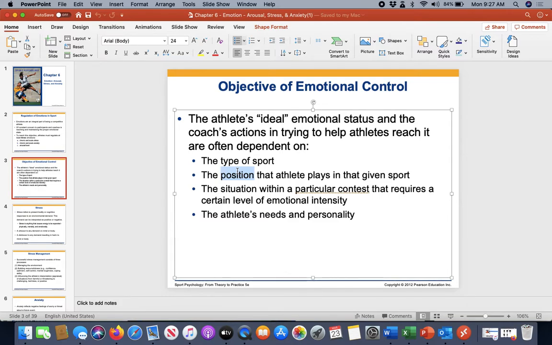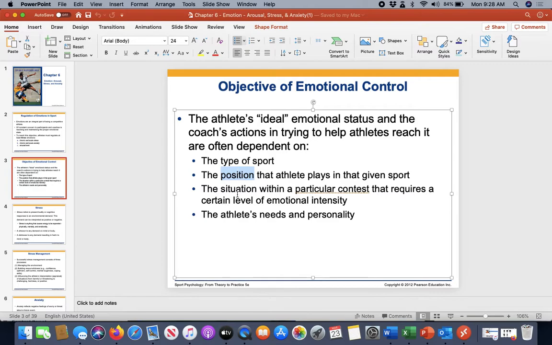So let's just say a linebacker or a lineman who is going to have a lot of contact on every play, and somebody like a wide receiver who is going to try to catch the ball and make a play. Well, there is an ideal amount of emotion, but with a lineman, there's going to be more of an aggressive approach, more arousal, less anxiety, maybe more stress because they have to protect the quarterback, especially as an offensive lineman. So you can see how different areas within that specific sport might be a big deal.